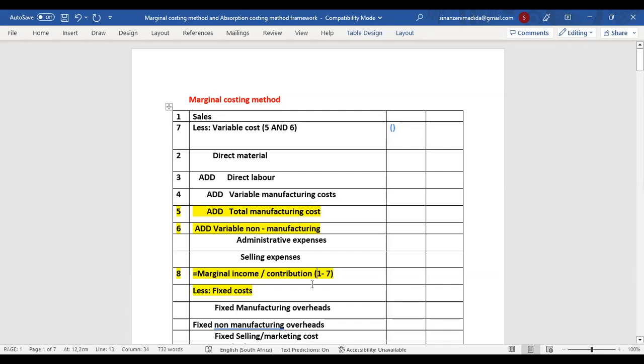One minus 7, like this. Then after that, we move on. If we get our total, we'll put our total here. Then we proceed to our number 9.